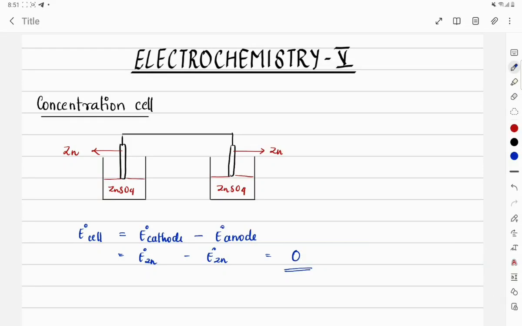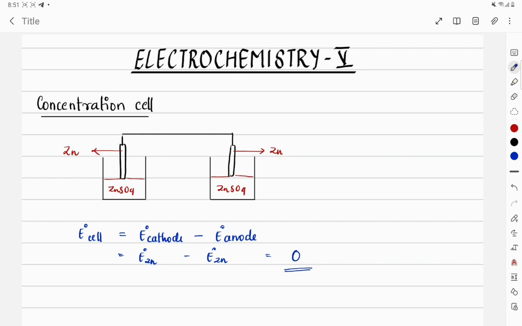So let's continue with concentration cell. We've already begun this in the previous class. So what was the concentration cell? The one in which we have the same metal as cathode as well as anode. And depending upon whose concentration is changed, whether we change the concentration of the electrode or the electrolyte, we have two different types of concentration cells, which will be the electrode concentration cell and the second one is the electrolyte concentration cell.